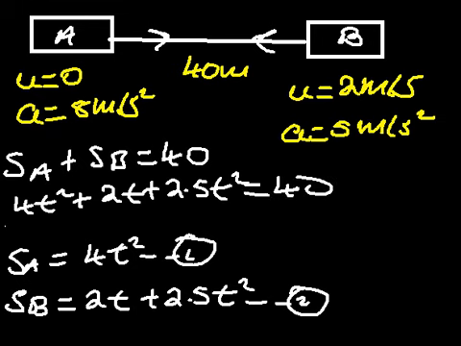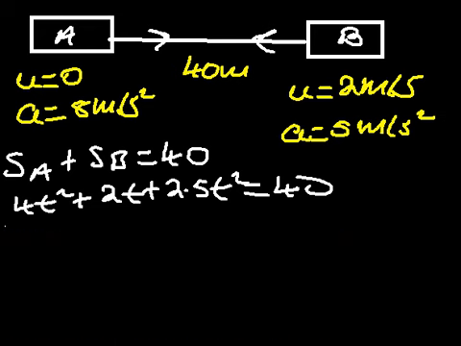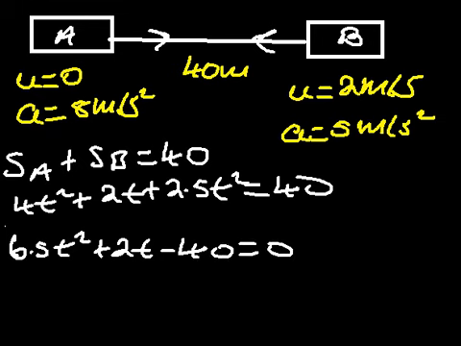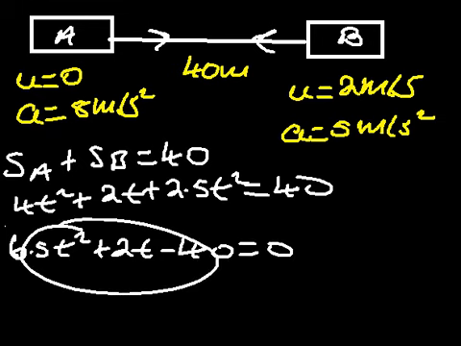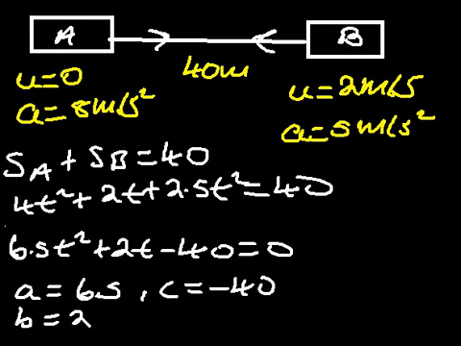Now in this case, you'll be able to solve for the time term using the quadratic formula, in the sense that we'll have 6.5t squared plus 2t minus 40, which is equal to 0. Now this is what we have as the quadratic equation. So we'll have to solve for t using the quadratic formula. So what is A? We have it as 6.5. And what is B? We have it as 2. And what is C? We have it as negative 40.